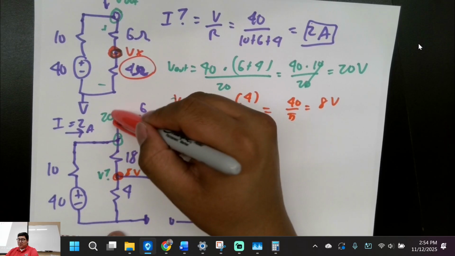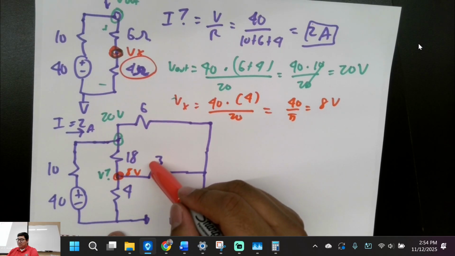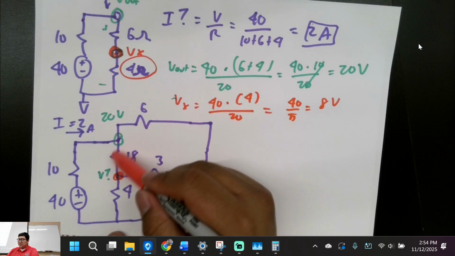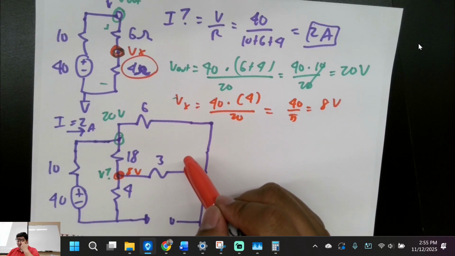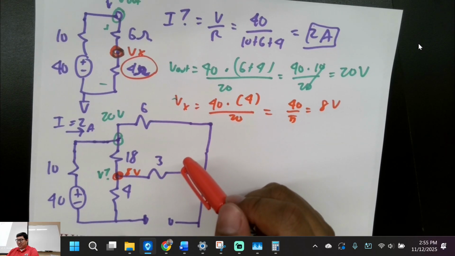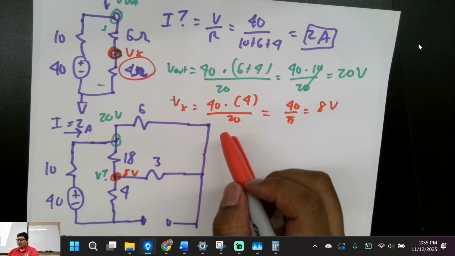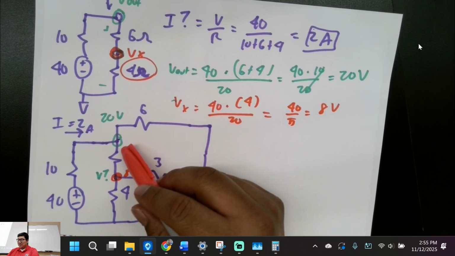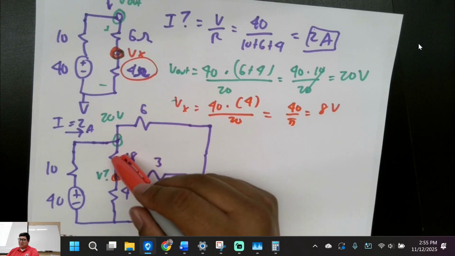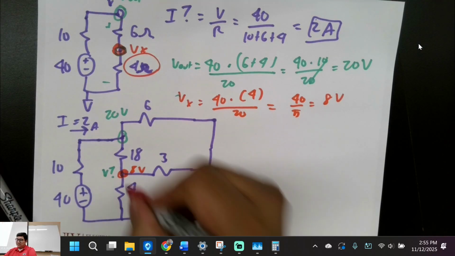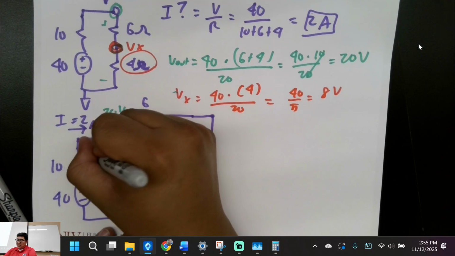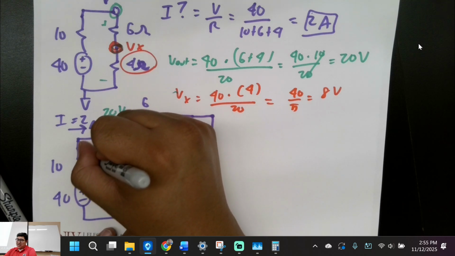Now let's just see. If we have 20 volts over here and we have 8 volts over here, we can technically solve for the currents going through here. How do I want to try this? Let's see. Because I want to show you something cool. What's the current going through this 18 ohm resistor? Let's call it IA, whatever.